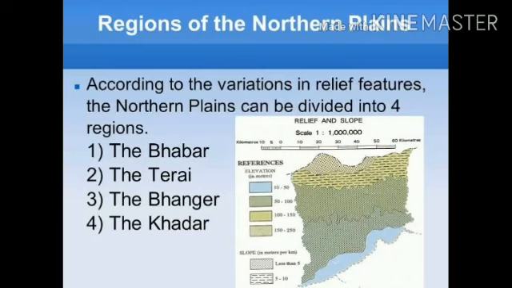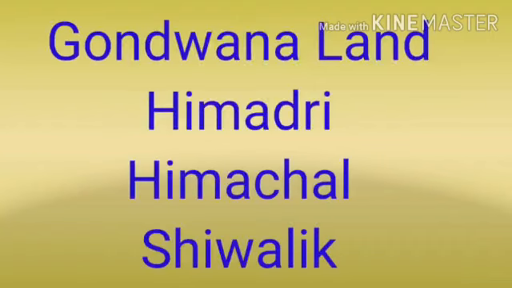Students, name the major river systems of the northern plains. Yes, the three major river systems are the Indus, the Ganga, and the Brahmaputra. Students, now I am going to revise important terms. What do you mean by Gondwana land? Yes, it is the southern part of the ancient supercontinent Pangaea with Angara land in the north. Students, name the three parallel ranges of the Himalayas. Yes, Himadri, Himachal, and Shiwalik.